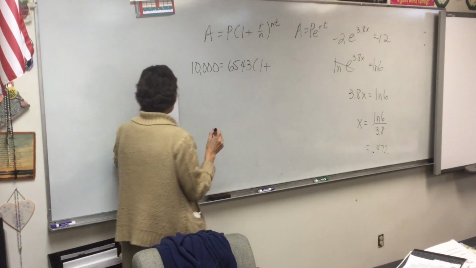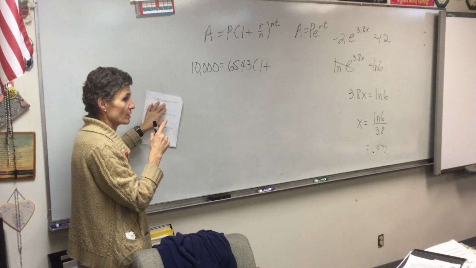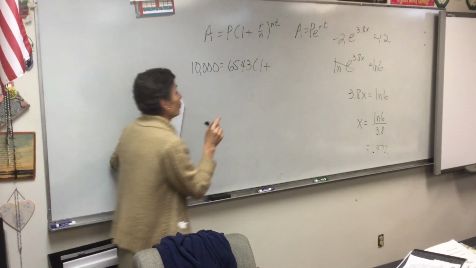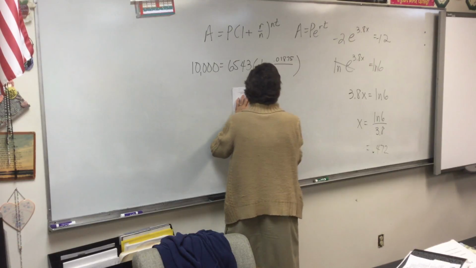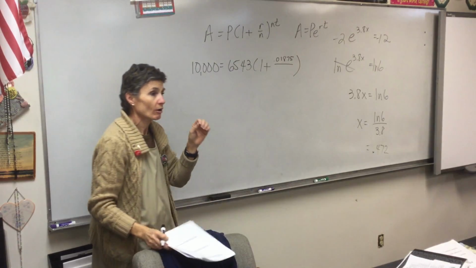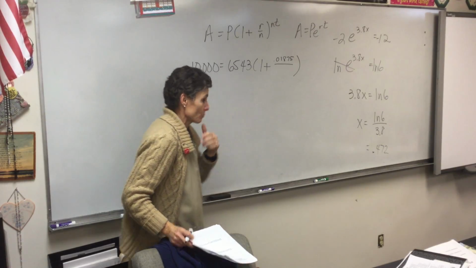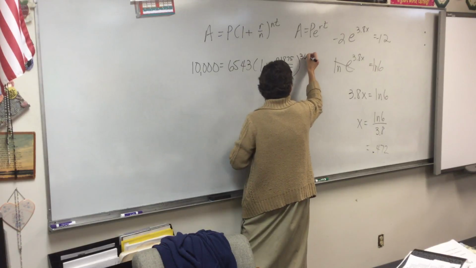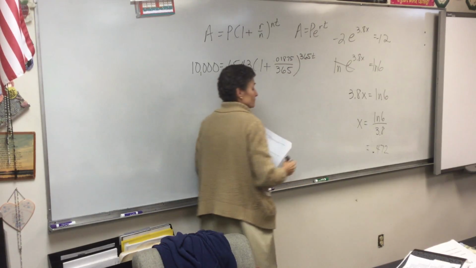Okay, now when it says 1.875%, how do I put that into my equation? Not 1.875. 0.01875. Now what am I going to divide it by? We are compounding daily. 365. And this is a 365. And, oh, t is my variable.